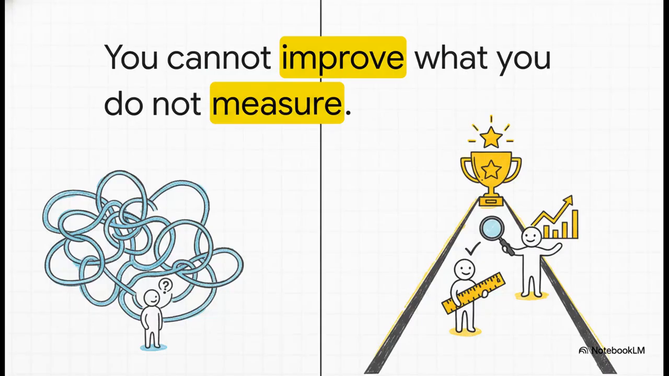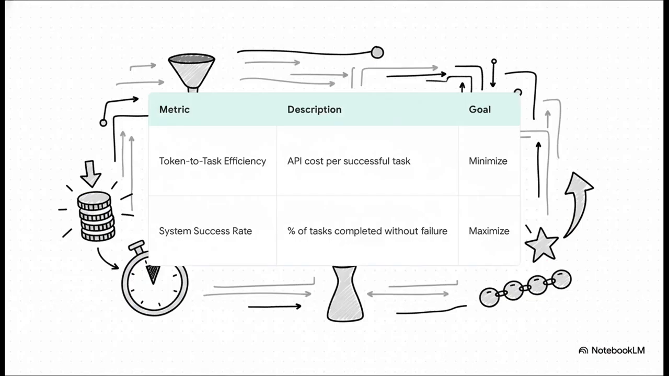And that brings us to our 10th and final pattern, which really ties this whole thing together. As the saying goes, you cannot improve what you do not measure. You have to track your system's performance, otherwise you're just flying blind. This is how you make your system smarter over time.